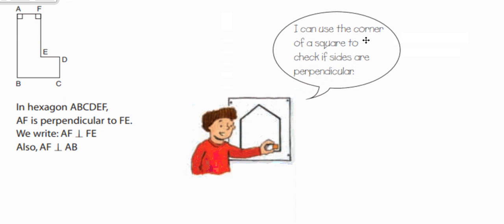So we can use a corner of a square to check if the sides are perpendicular. So if I put a square into the corner, it'll tell me if it's perpendicular. And if I look here, I can see that I have lots of perpendicular lines.